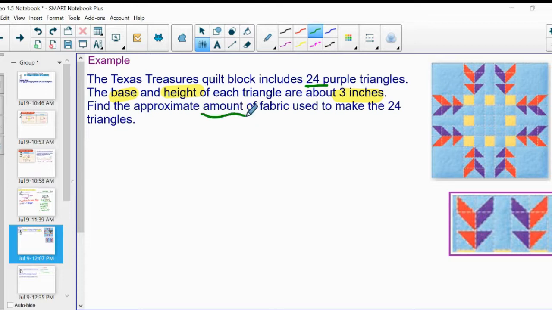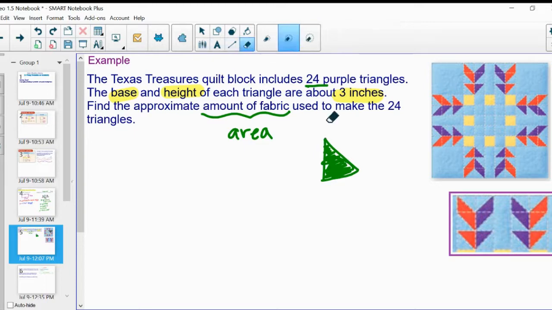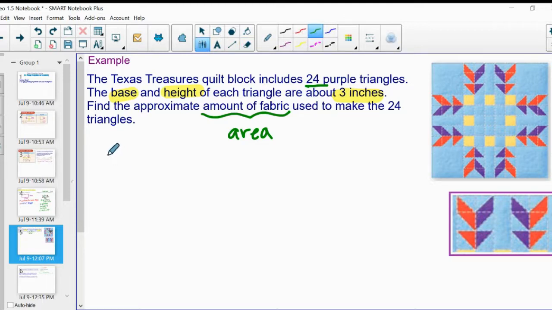So when we're talking about the amount of fabric, we're talking about the area, okay? Area is the total kind of surface area, which we'll get into a lot later this year. But area is kind of what's the amount of fabric. So if you're looking at a triangle, it would be all that space inside. All right, so we need to know how much fabric we need for 24 purple triangles. So we're given the base is 3 inches, the height is 3 inches, and we need to find the area.